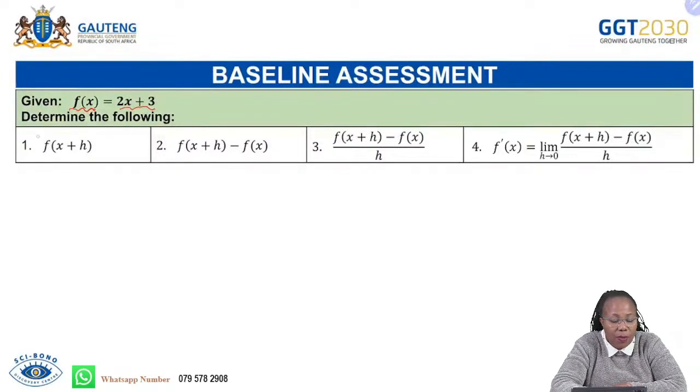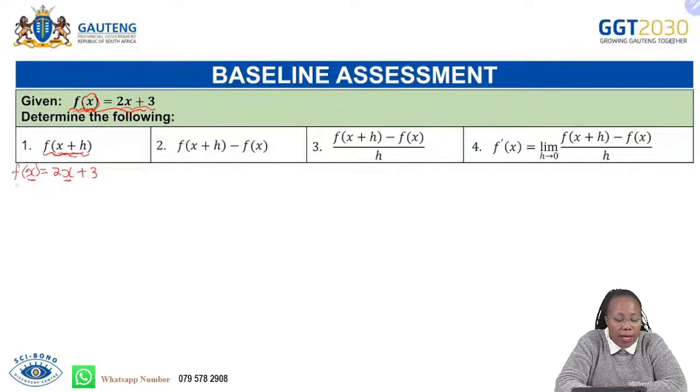Now, if you look at this, we are given that f at x is equal to 2x plus 3. When you look at number 1, they say determine the following. Number 1 is f at x plus h. If you compare your f at x with this one, where you have an x, we have substituted x plus h. That is exactly what we will be doing, grade 12. We take this equation as it is, and then where we have an x, you are going to substitute x plus h for x.